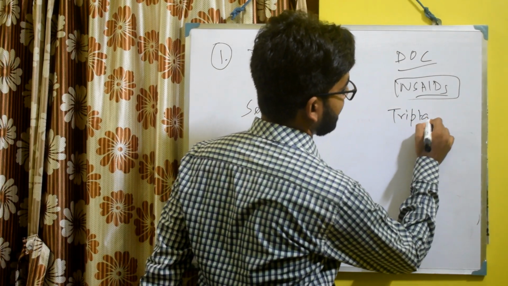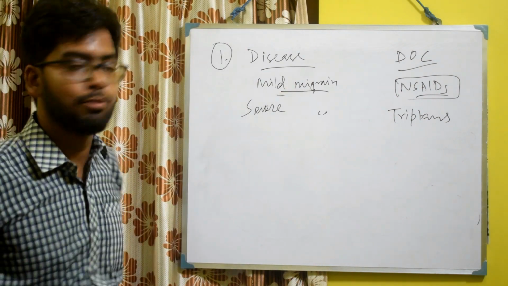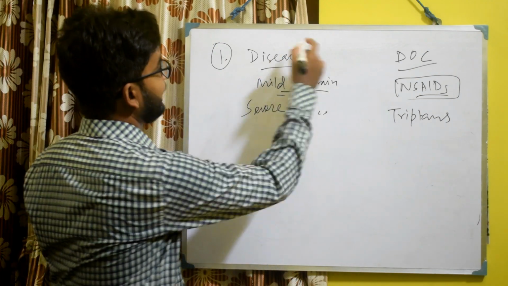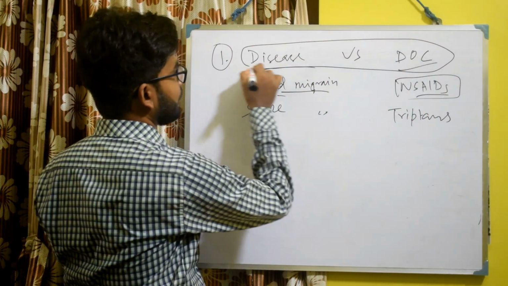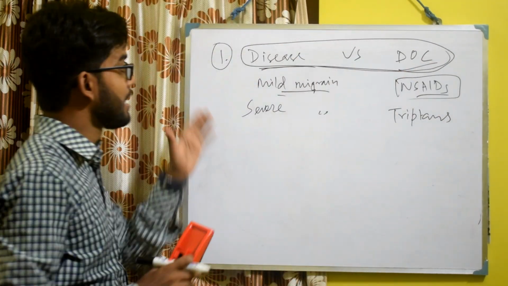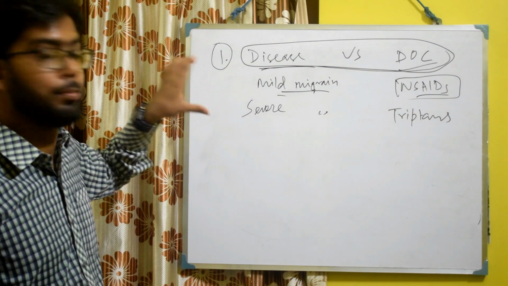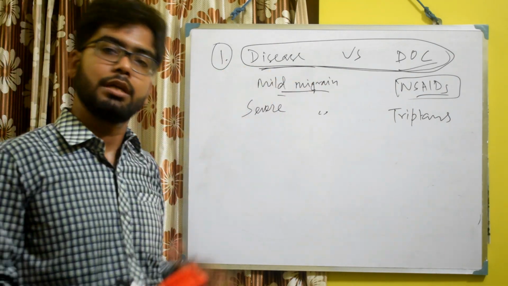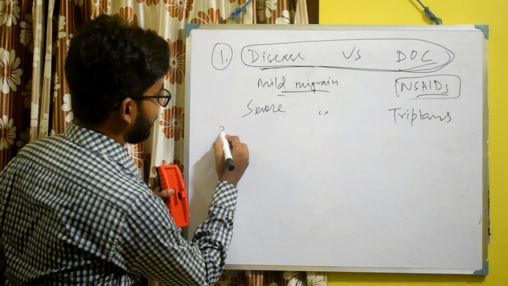So after completing the whole syllabus, you have to build a concept map. You have to build a table like disease versus drug of choice. During the whole preparation you have to follow this table, because this table will be very helpful, and one question you can get from here.